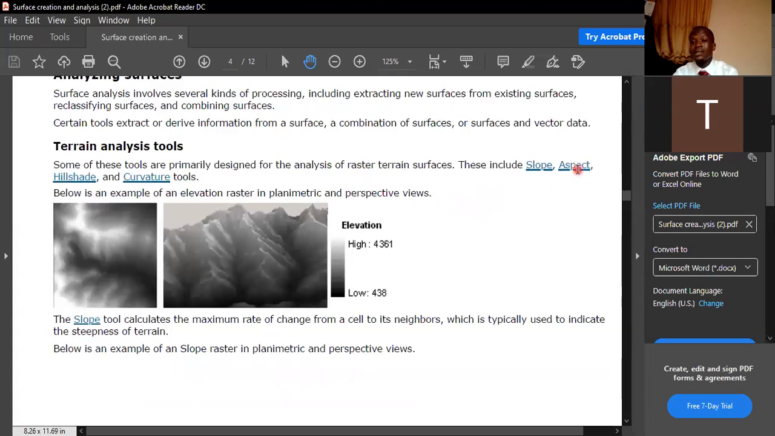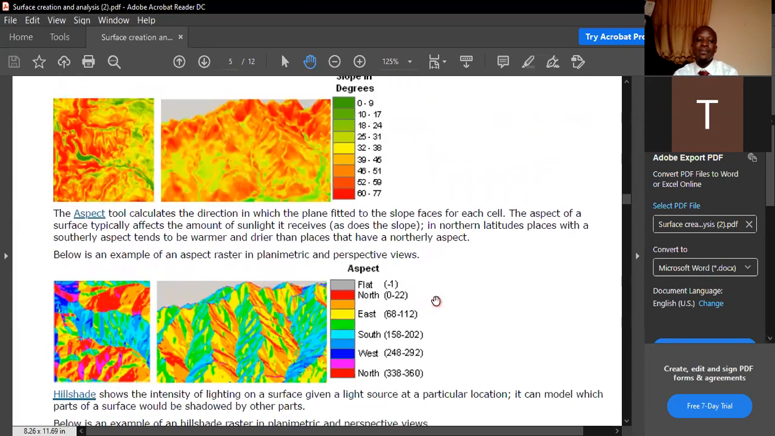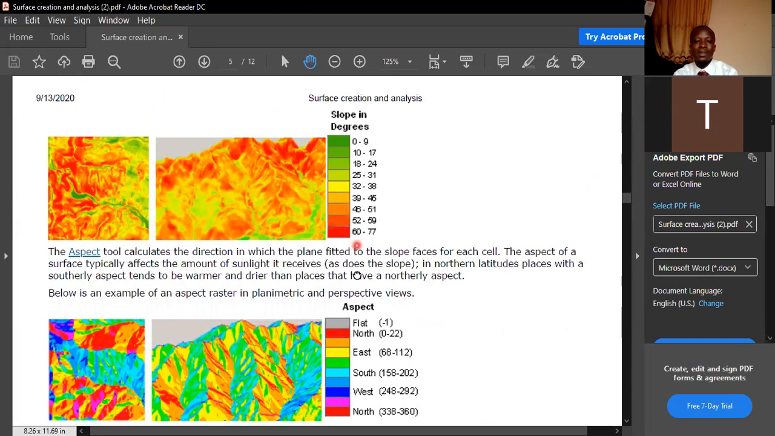The aspect tells you the direction of the slope. So you can create an aspect surface. So this is an aspect surface.